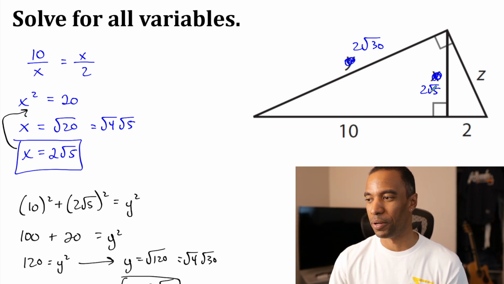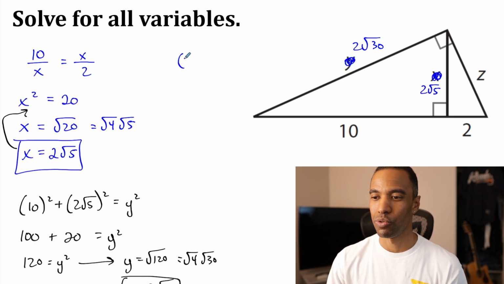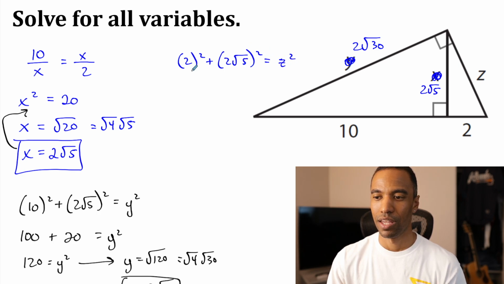I'm going to use the small one. Let's use the small one. I don't want to be too ambitious again. 2 squared plus 2 root 5 quantity squared equals z squared. 2 squared is 4. 2 root 5 squared, we said before, was 20. So z squared is 24.